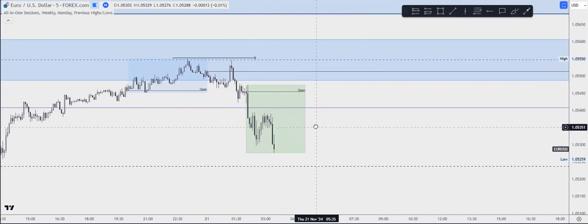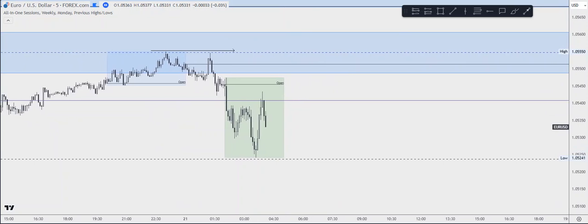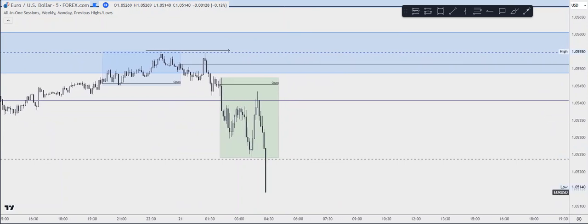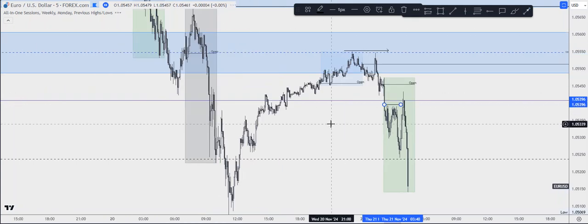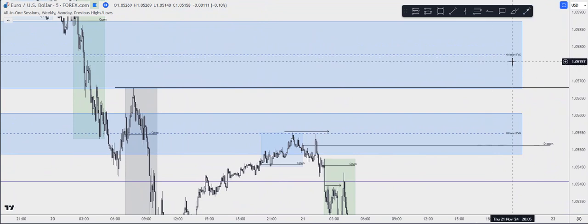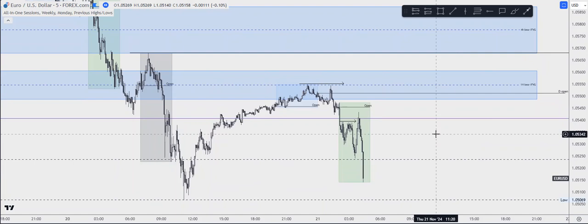Liquidity there again. See what I'm talking about? So it doesn't matter that we have equal highs there. It doesn't matter that you have a 4-hour inverse fair value gap. It does not matter. The daily and the weekly confirmed the bearish order flow.